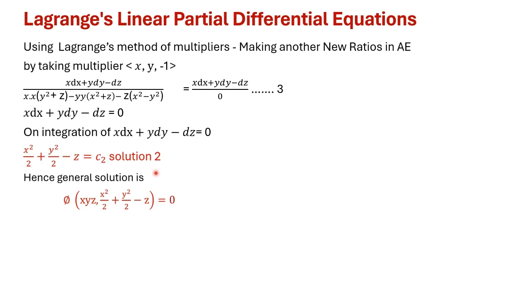So the general solution will be a function of solution 1 and solution 2. Solution 1 was xyz and solution 2 is this. So this is the required solution.